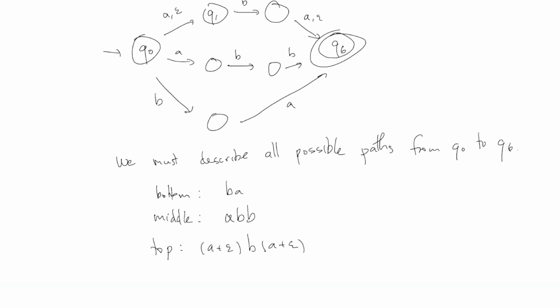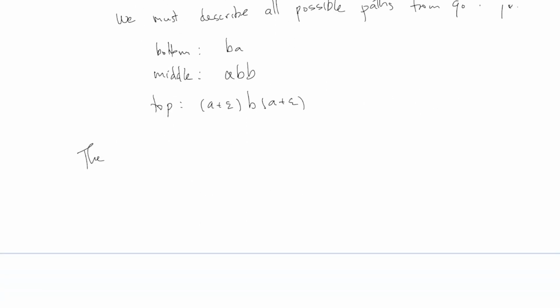And so my regular expression for the whole thing is just those three as branching paths. I'm going to combine all of those with a plus. So the whole thing will just be BA plus ABB plus (A plus epsilon) B (A plus epsilon). That example was conveniently structured as just three different branching paths with no other funny business, and so in that case, it's fairly easy.